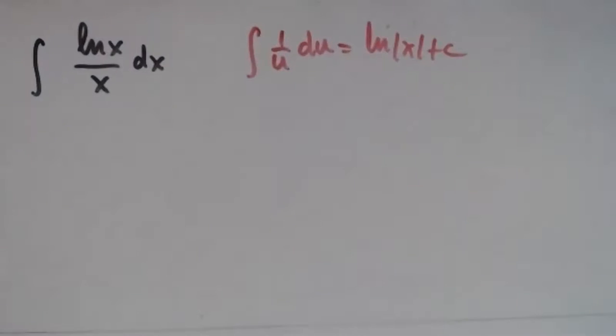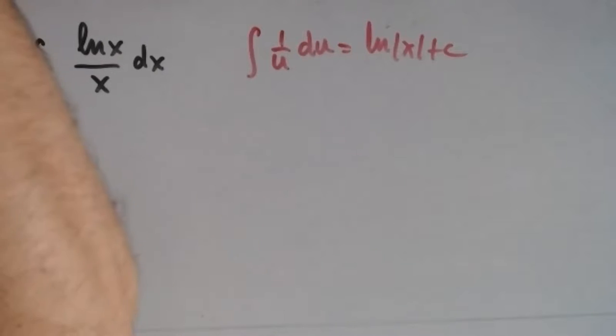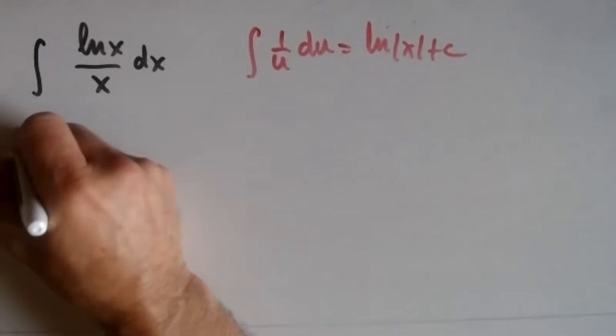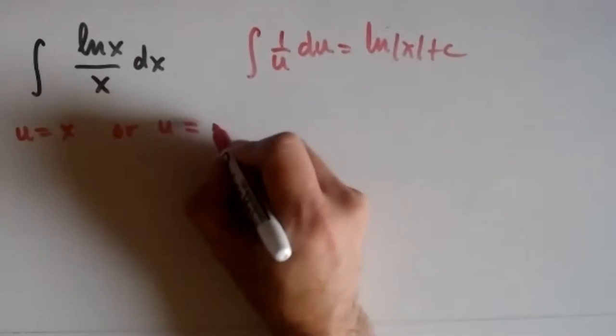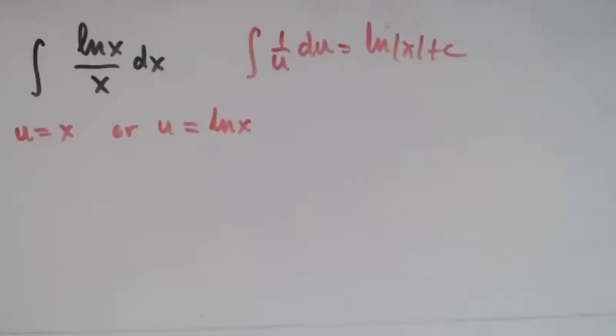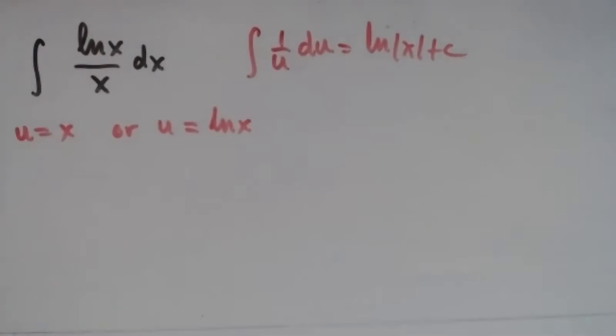Now we have to choose, and we don't have too much to choose from. So we have u equals x or u equals ln x. Which one do you think is going to work? Which one? u equals x or u equals ln x?